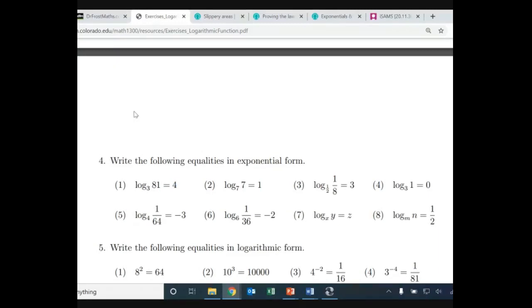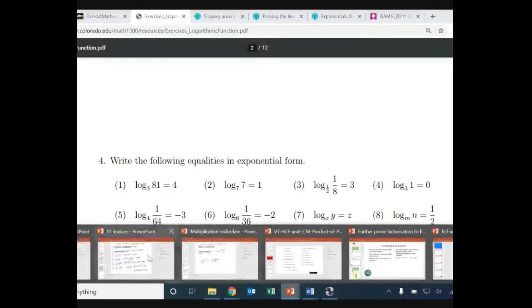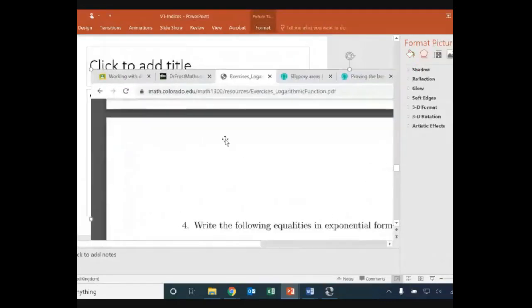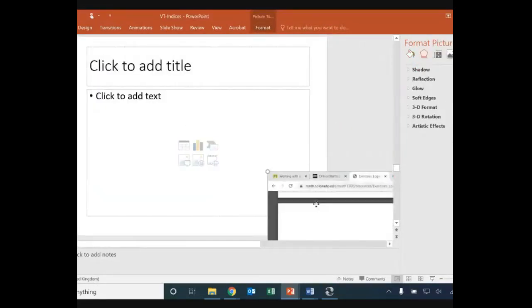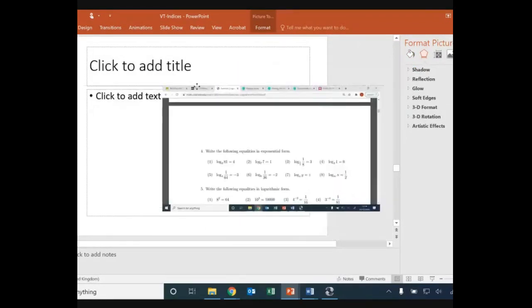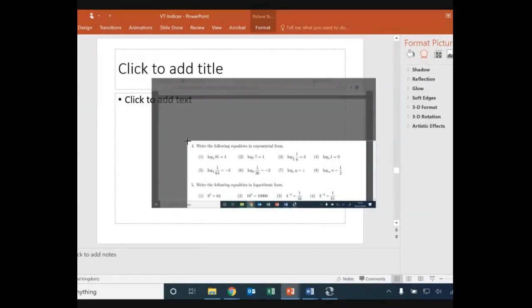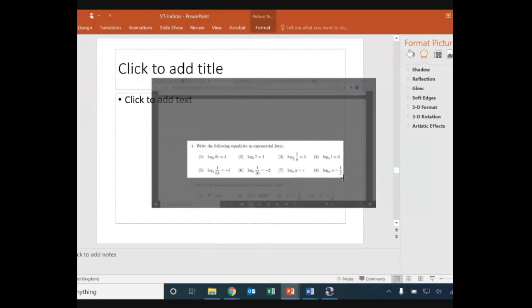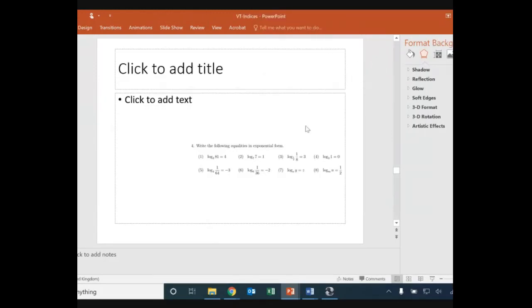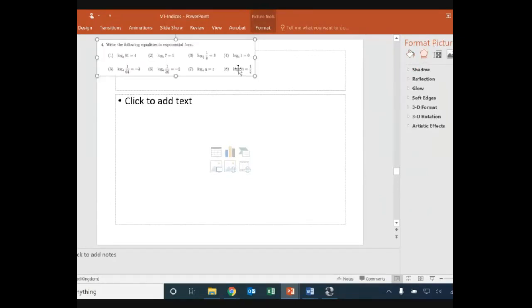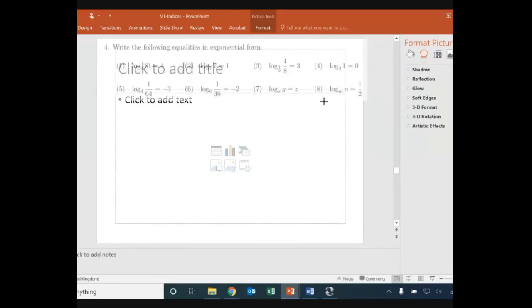So I'm actually going to take this and put this on PowerPoint. We'll go through unlogging functions. So we're writing these in exponential form, and hopefully soon we'll see how useful this can be.